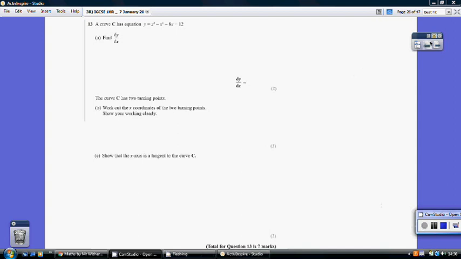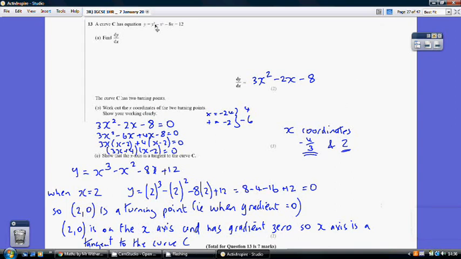Question 13, part A. To differentiate, we multiply each term by the current power and reduce the power by 1. So x cubed, we multiply by the 3 and then reduce the power by 1, so 3x squared. Similarly with our second term, multiply by the 2 and reduce the 2 to 1, so we get minus 2x, and then minus 8x becomes minus 8. And the plus 12 disappears.